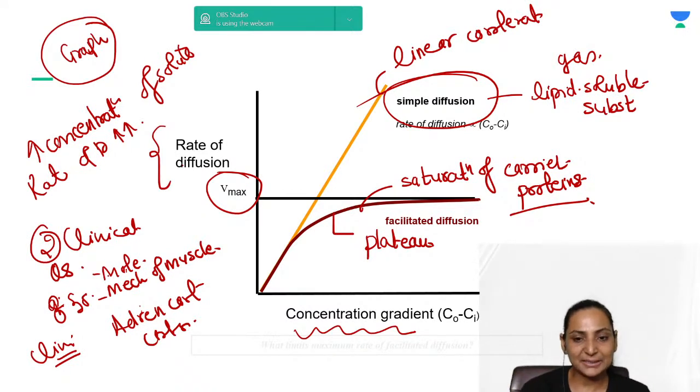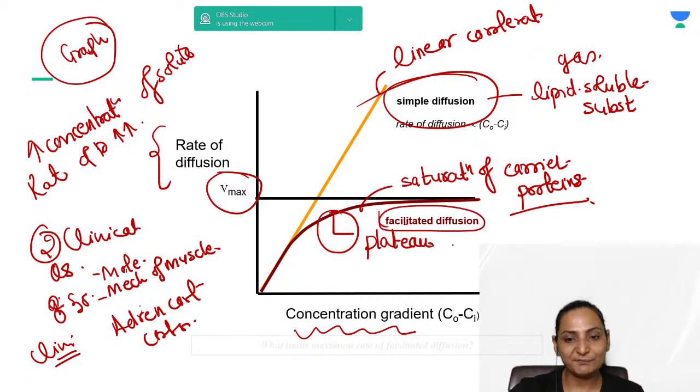Yes, Samir, I'll definitely take beta. So remember that this is the plateau, which is because of the saturation of the carrier protein. So if you're getting a plateau, it is facilitated diffusion. The commonest example to be remembered is glucose.